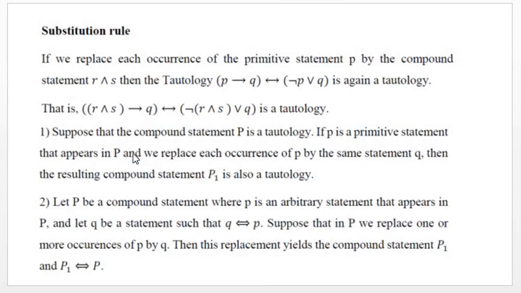So the rule says that when we consider a compound statement which is a tautology, if P is a primitive statement that appears in P, and if we replace each occurrence of P by the same statement Q, then the resulting compound statement P1 is also a tautology. And also, if we consider P as a compound statement where P is an arbitrary statement that appears in P, and let Q be a statement such that Q if and only if P. Suppose that in P we replace one or more occurrence of P by Q, then this statement yields the compound statement P1, and P1 is equivalent to P.